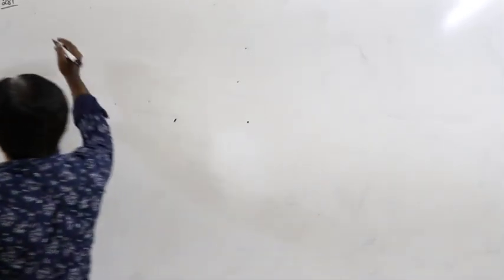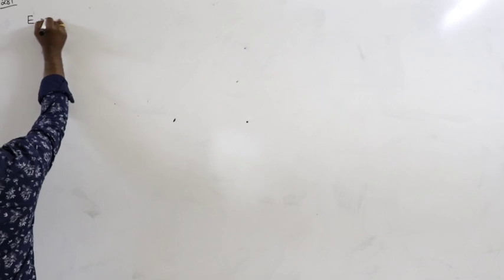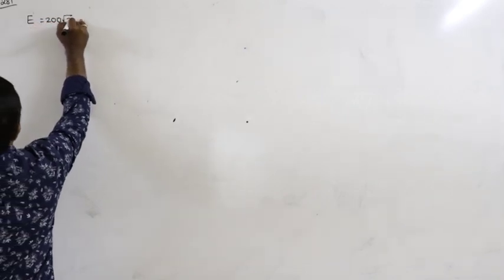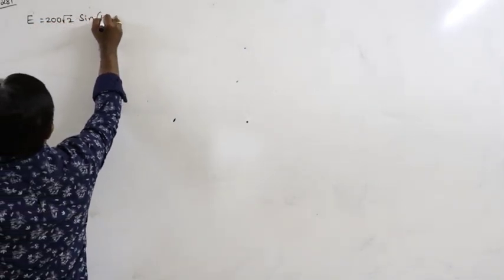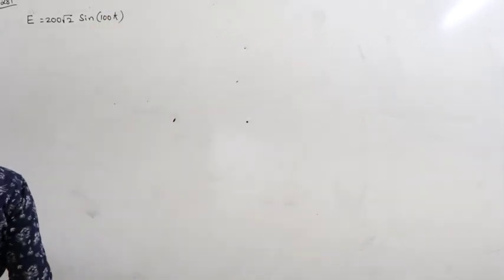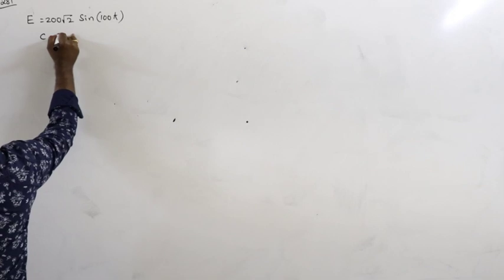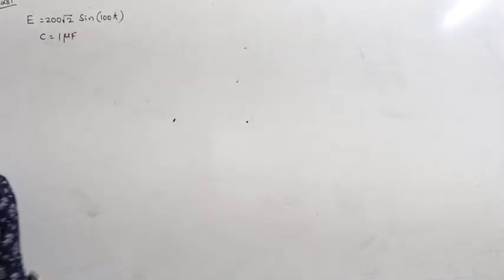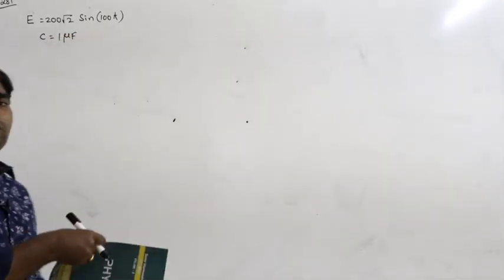An alternating voltage 200 root 2 sin 100 t volt is connected to a 1 microfarad capacitor through an AC ammeter. What will be the reading of the ammeter? We have to calculate now. So given that E is equals to 200 root 2 sin of 100 t. That is the given condition, and the capacitor is given as 1 microfarad.